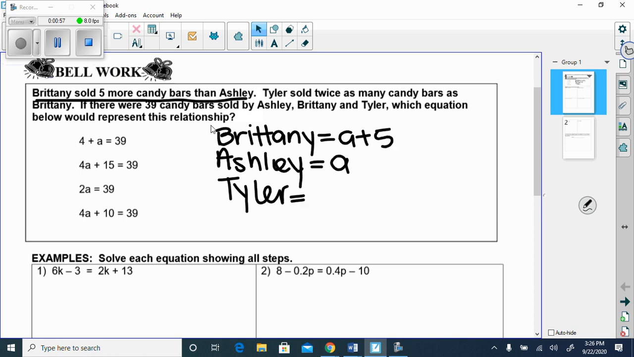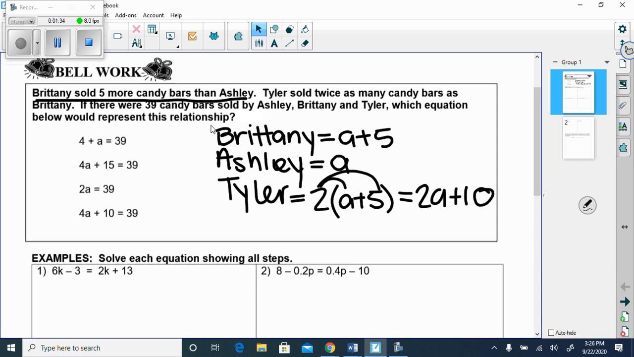Alright, and then Tyler sold twice as many. What does that mean I'm doing? 2 times as many as Brittany. And what did we say Brittany was? A plus 5. Alright, so this right here, what would I need to do to simplify it? Distribute. So I've got 2 times A, which is 2A, good. And then I've got 2 times 5, which is 10, good.